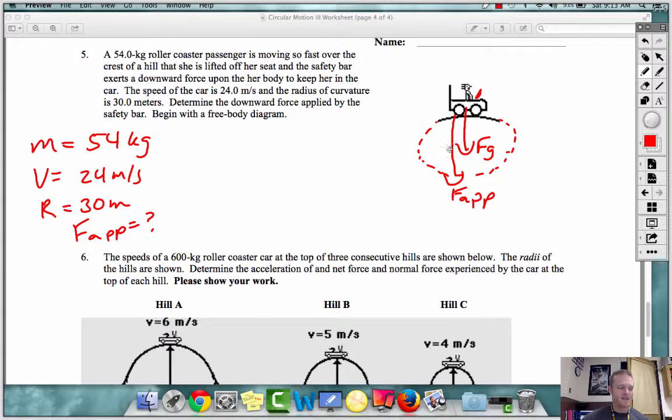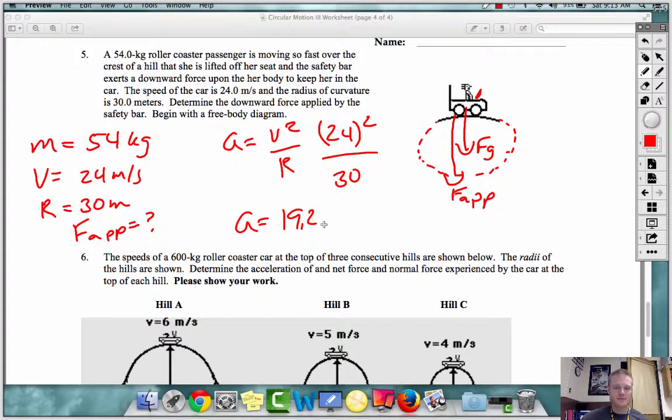trying to pull her back down towards the center of this circle, okay? So the first thing I'm probably wanting to do is figure out what is the acceleration on this car. And the acceleration, or the formula for it, I should say, is v squared over r. And I think we have enough information to solve for this. So v squared would be 24 squared over the radius, which is 30 meters. So if you take 24 squared divided by 30, you get an acceleration of 19.2 meters per second squared.